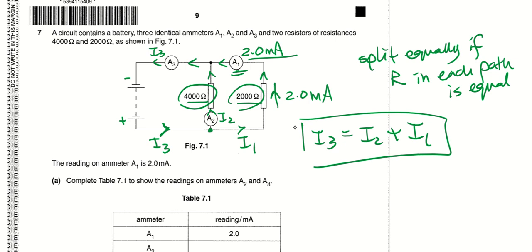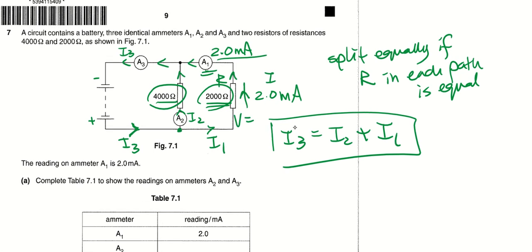Other than I3 equals I2 plus I1, which is the sum of the current in individual paths equals the main path, you also need to have this knowledge that this is 2000 ohm with current of 2 milliampere. So this is the only information that I can work with. If I have R, I can calculate V. So V equals IR, which is 2000 multiplied by 2 milliampere, and that gives me a value of 4 volts.